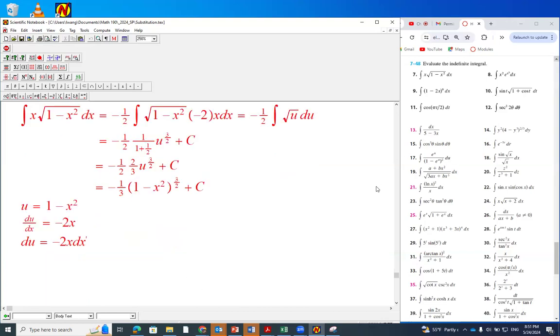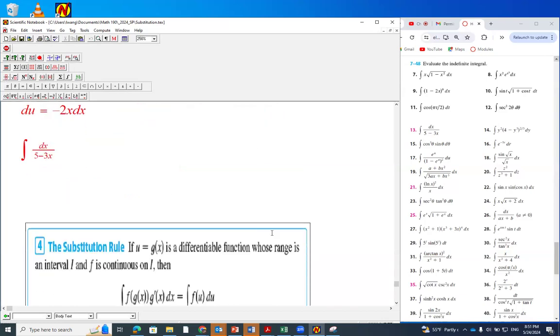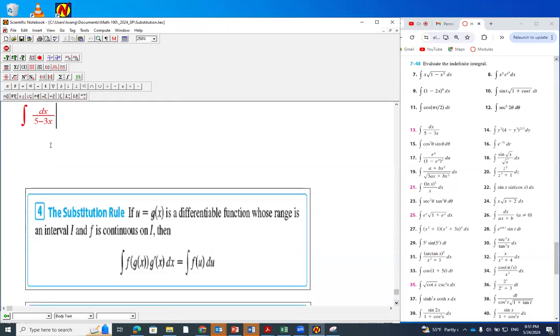But I will work number 13 to show you. Number 11 is similar to the cosine 2x we did earlier. So let's look at number 13. We have the integral of dx over 5 minus 3x. How shall we do the substitution? Obviously, there's no ready formula for this, but we can do this. This is linear, so we're going to assume u equals 5 minus 3x.